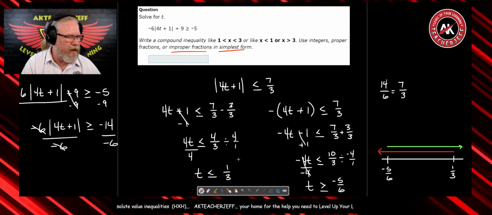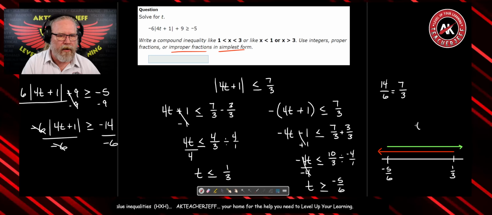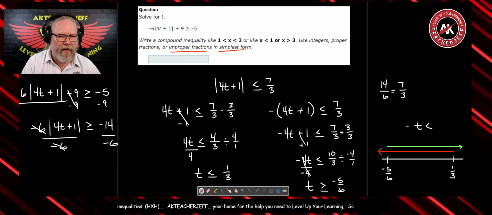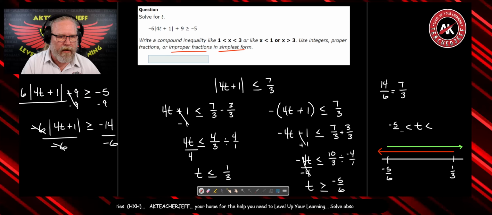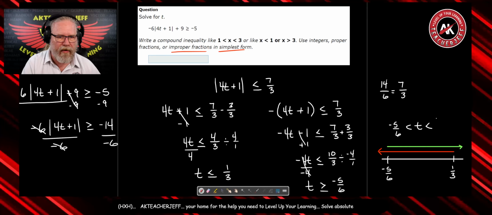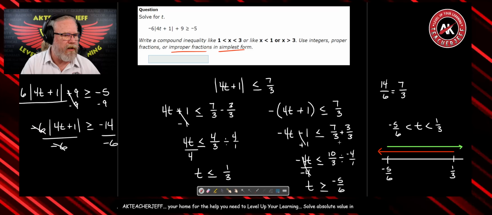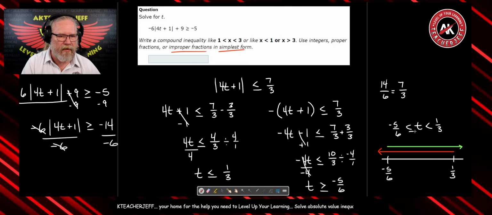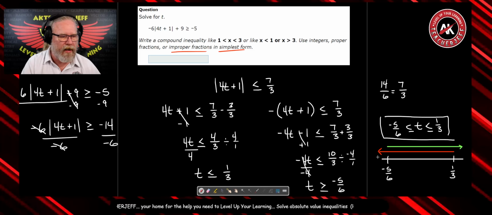So let's go ahead and build our answer. This is an and situation, so we need the variable in the middle. Both of them point to the left. Lesser value on the left side, greater value on the right side. And let's check our signs. Yeah, they both have the equality concept, so we need to throw that in there. Good to go, and that is our final answer there.